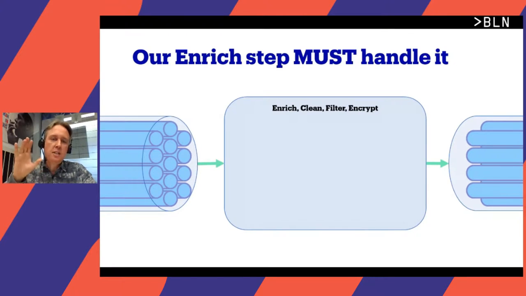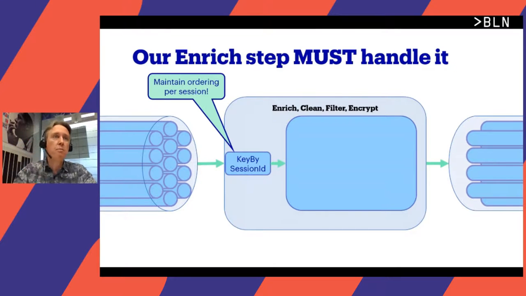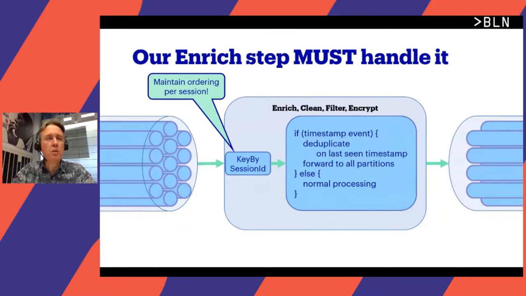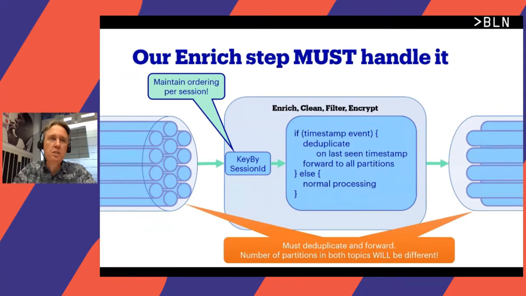So what you see is that in our application, because we are maintaining ordering per session, we first do the Flink operation key by session ID, which routes everything with the same session ID to a single component. And then in the one component that receives all the timestamp events, some kind of deduplication has to occur. And then at some point, it has to forward all of these to the outgoing partitions of the rest of the stream. It's important to realize that you must deduplicate and forward, because the number of partitions in the incoming stream and in the outgoing stream are in general different. So if you have 10 partitions coming in and 15 going out, all 15 outgoing must have a timestamp event.